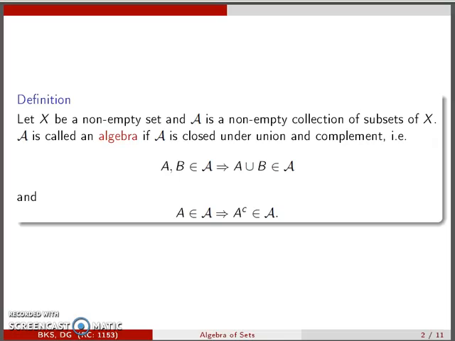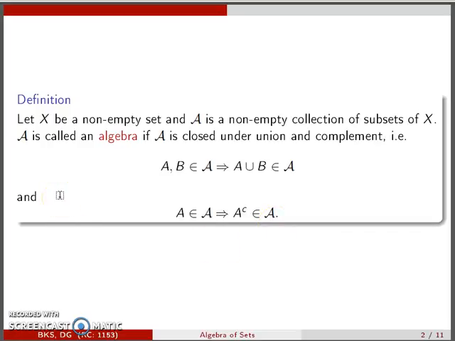So what's an algebra? Let X be a non-empty set and script A a non-empty collection of subsets of X. A is called an algebra if script A is closed under union and complement. That means for any two elements, their union is again going to be in script A, and for any element A, its complement is again in script A.